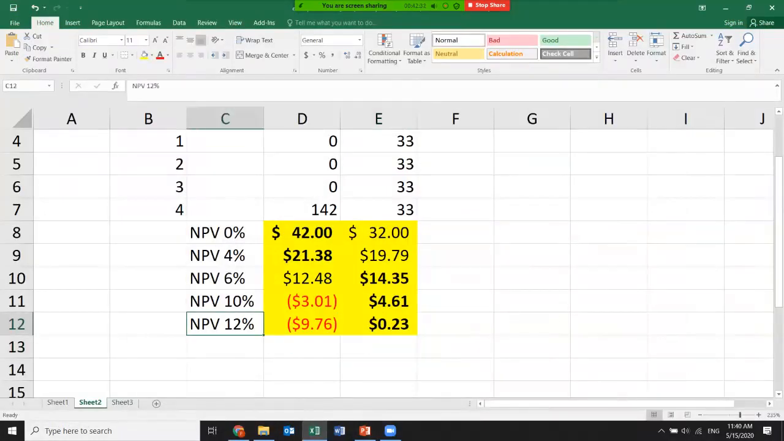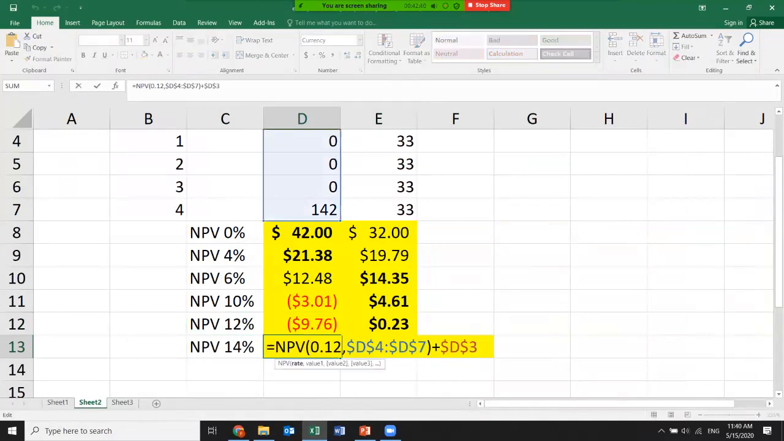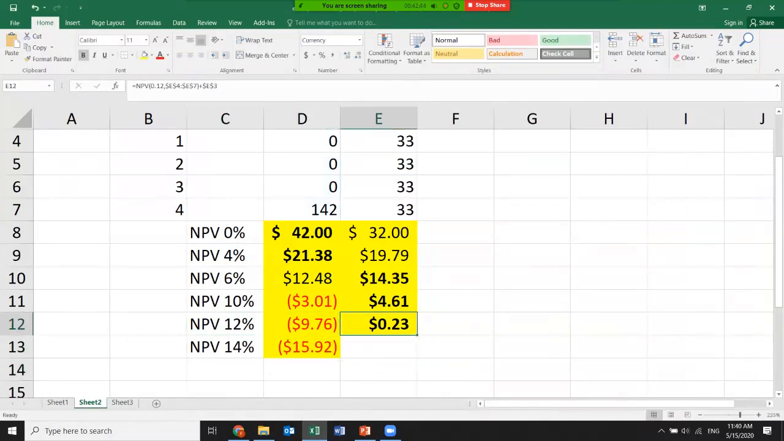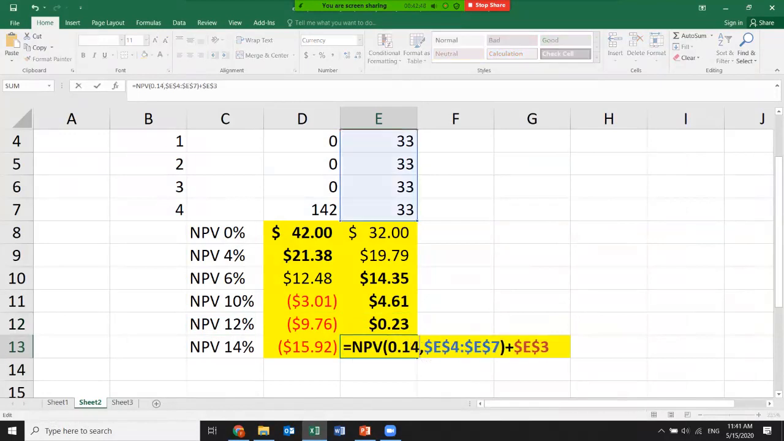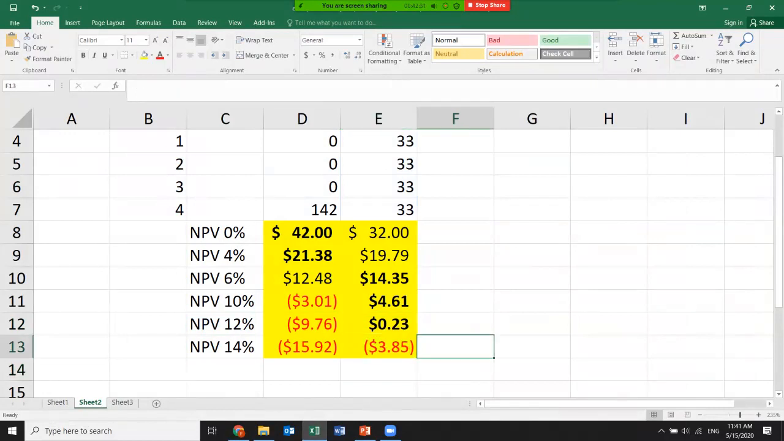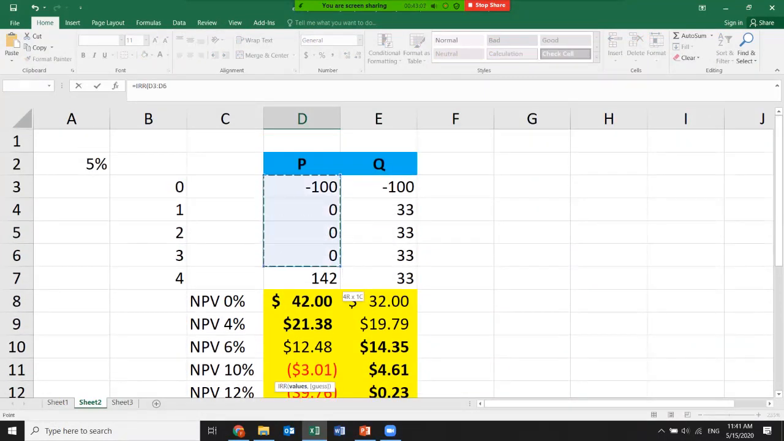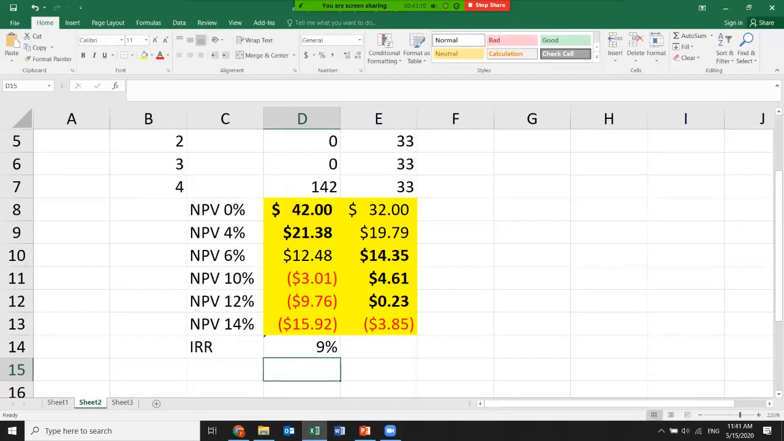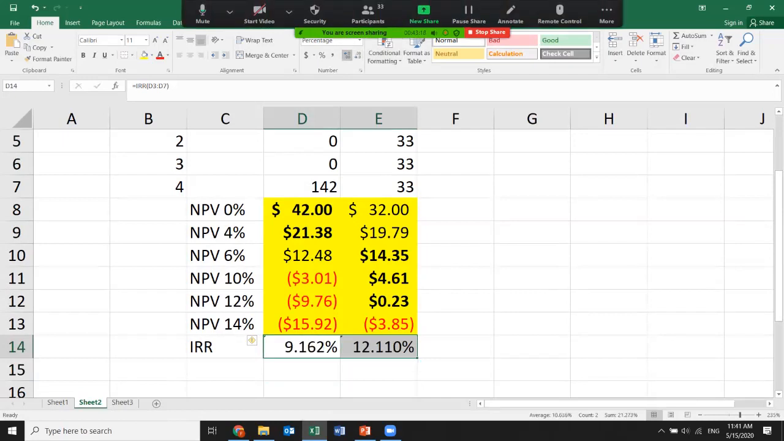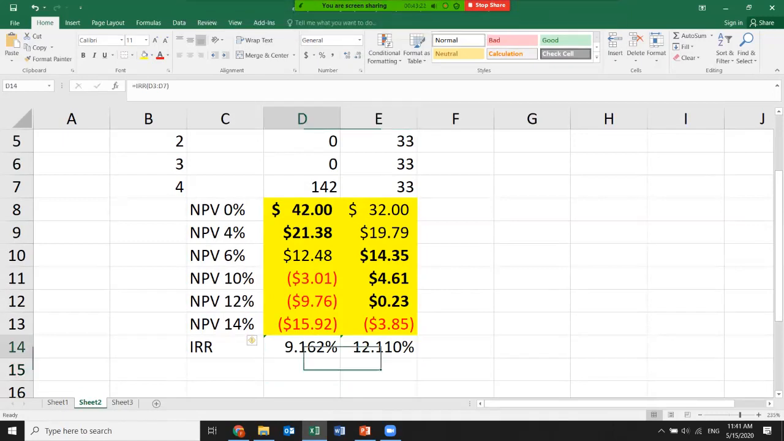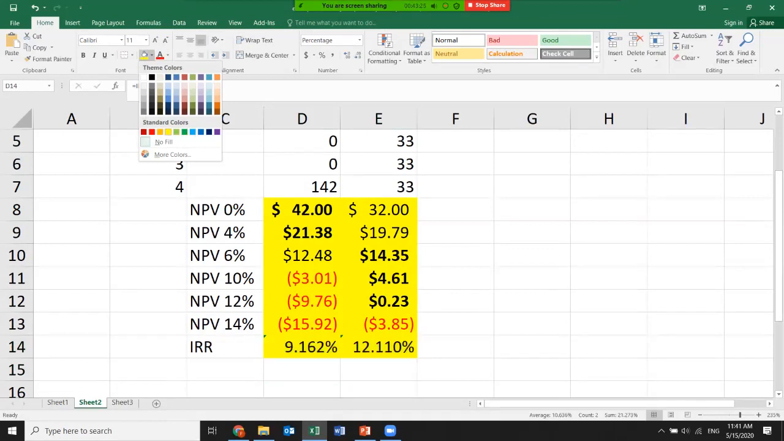And if it is 14%, let's make it 14. But in here, it started to give a negative value. And our IRR is equal to, we just drag, close the bracket, 9%, and just make it bigger. So according to IRR, we're gonna choose project Q because it gives you higher IRR.